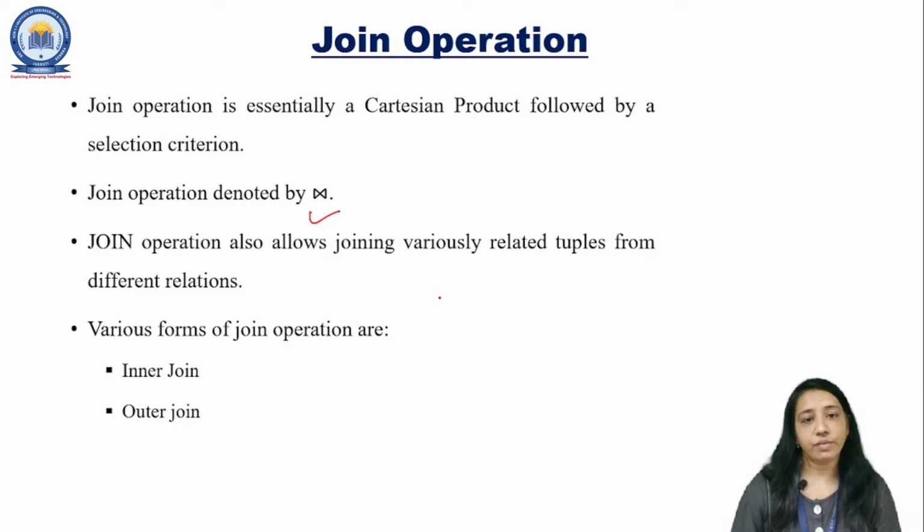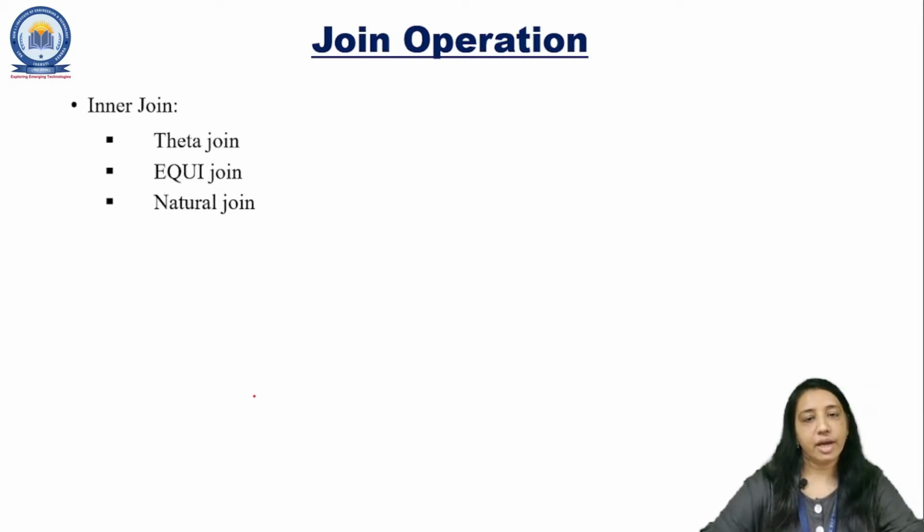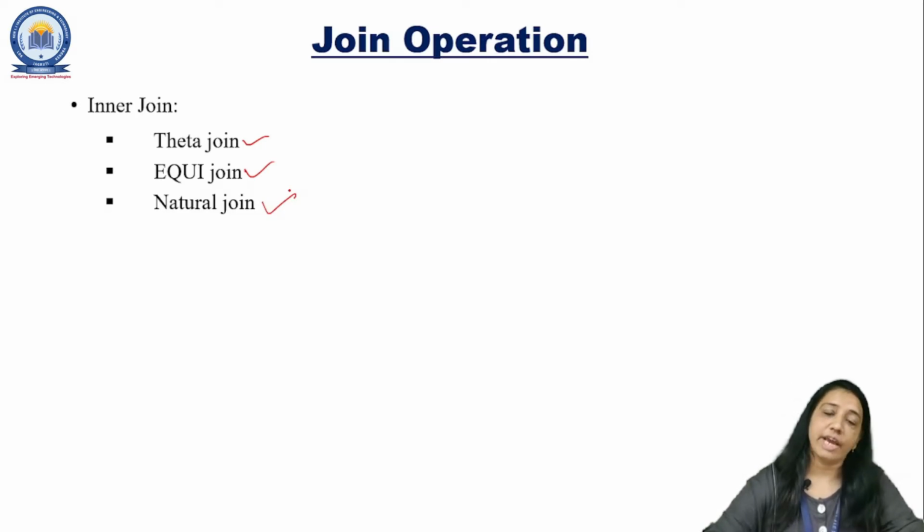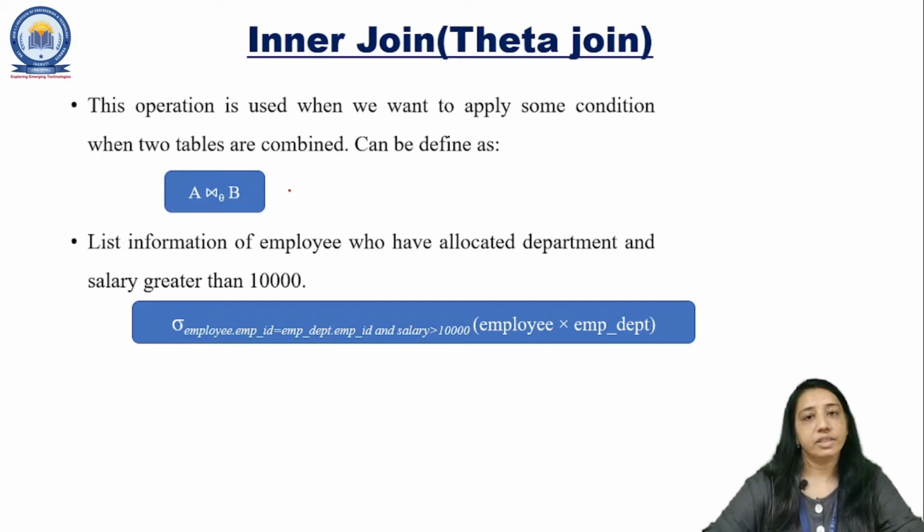Now the various forms of the join operations are there. The two main are the inner join and outer join. So we will be starting with the inner join. Inner join again will be classified into three parts. The first one is the theta join, then equijoin and natural join. These all depend upon how we are writing the syntax and which type of condition is going to be there. So first we will start with the theta join.